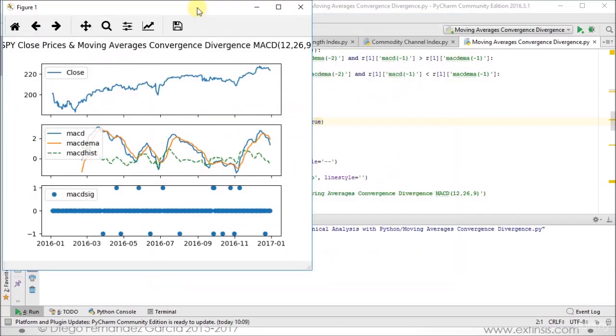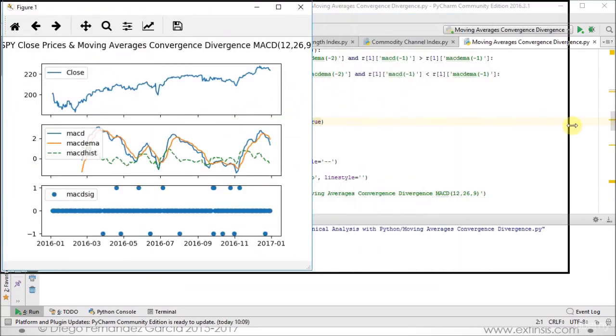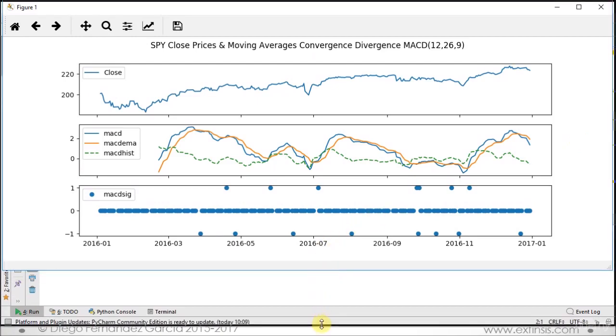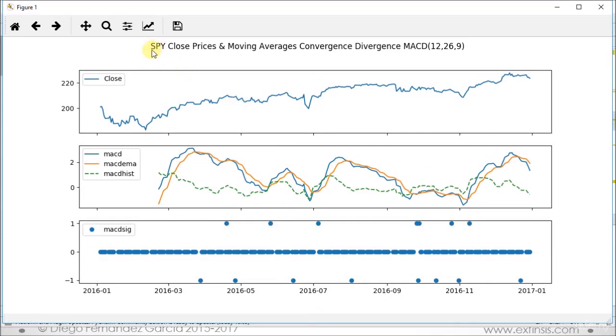So let's make it full screen manually, because of the screencast, so that we can observe the corresponding trading signals. Perfect. So here we have our chart in full screen. SPY close prices and moving averages convergence divergence MACD, 12 and 26 days for those exponential moving averages, the fast and slow one, and 9 for the signal. Then we have the first subplot with our close prices with a solid blue line. Then we have our technical indicator, and finally we have our signal. 1 is buy, 0 do nothing, -1 is sell. The three of them share the horizontal axis, which are our dates from the beginning of 2016 to the beginning of 2017.